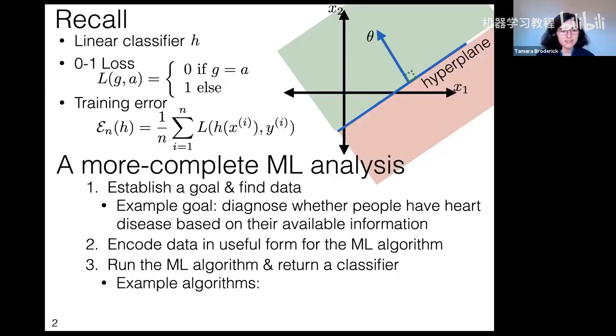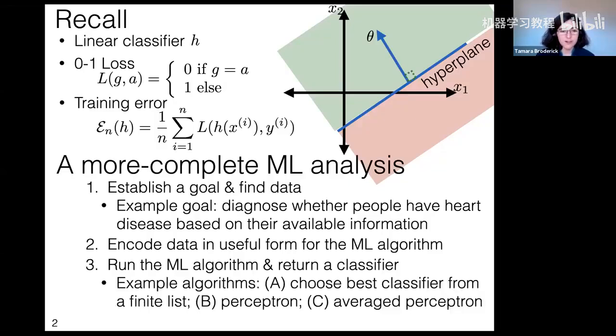So it could be, for instance, one of the ones that we've talked about before. We talked about choosing the best classifier from some finite list of classifiers. We've talked about using the perceptron. Now you, in your explorations, in homeworks and labs and such, have also encountered the average perceptron. So you have a lot of machine learning algorithms in your toolkit, and you're going to have more coming up. We're going to see that there are even cooler things that we can do. But you're going to run some machine learning algorithm at this point and return a classifier.